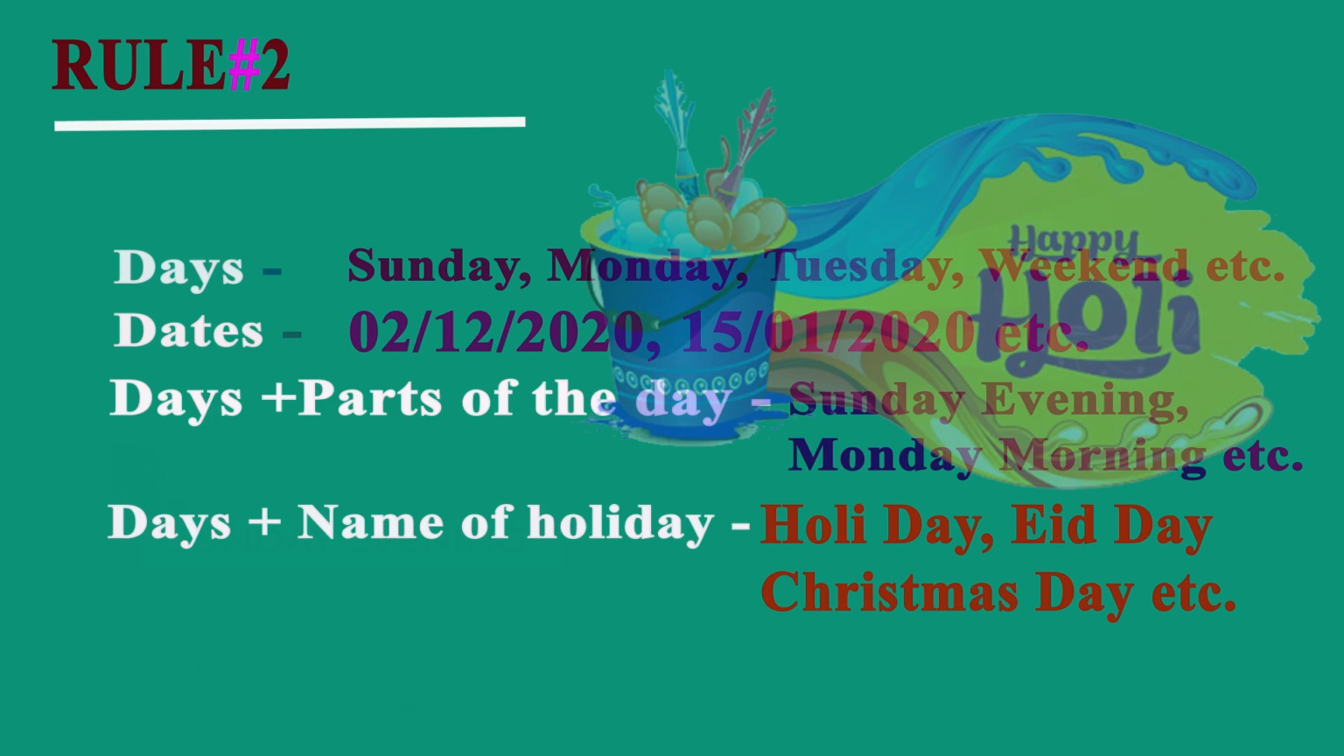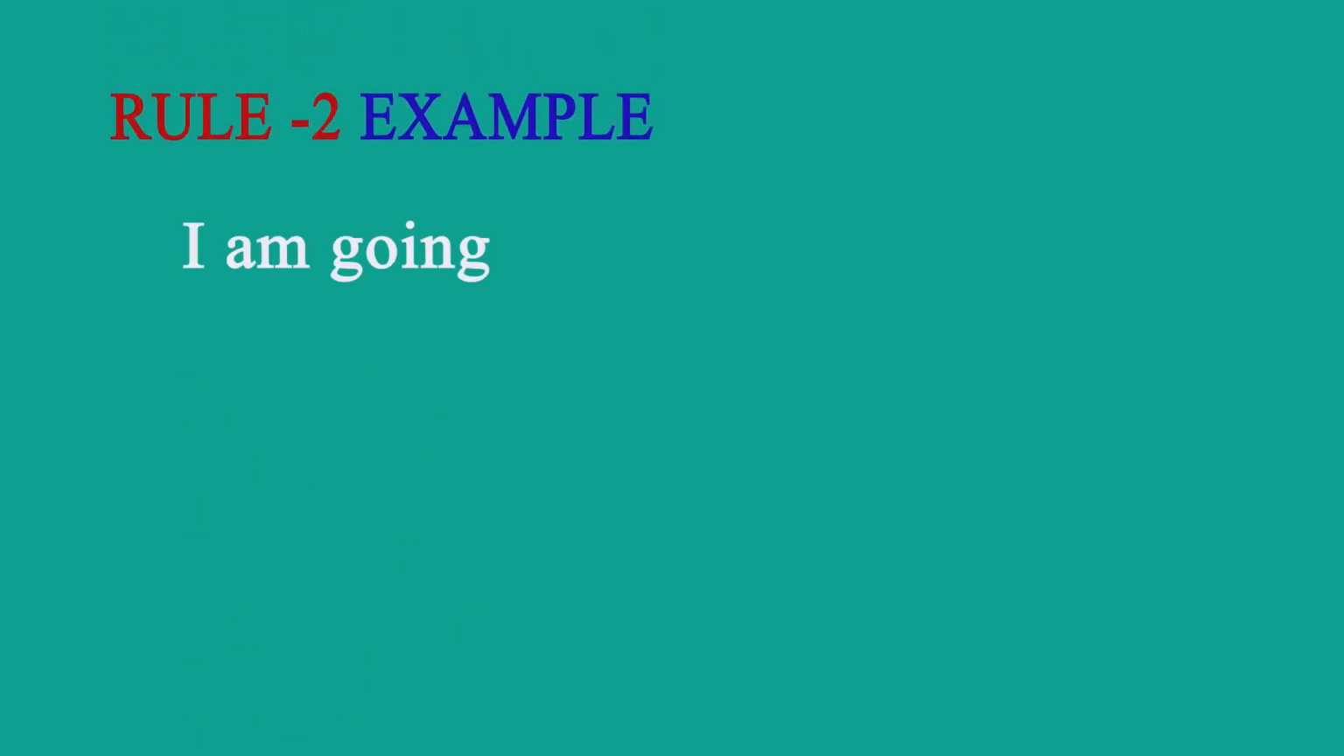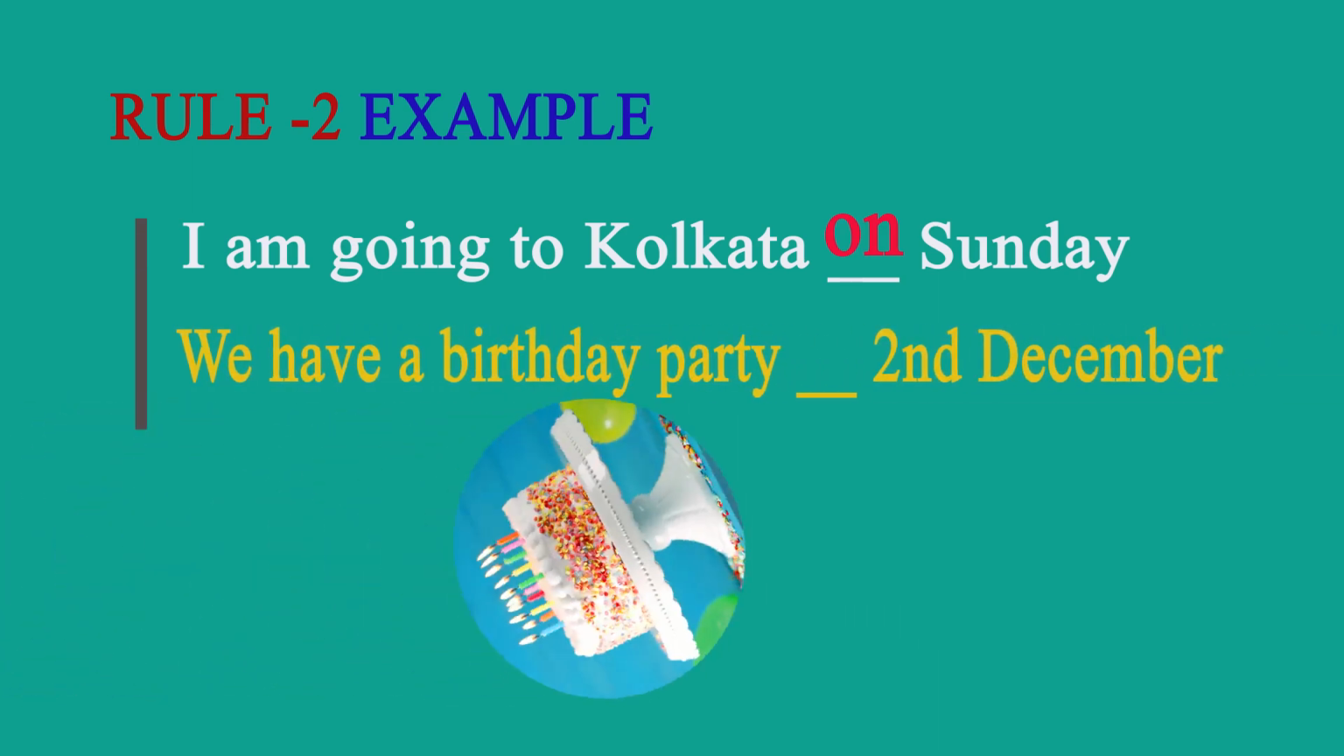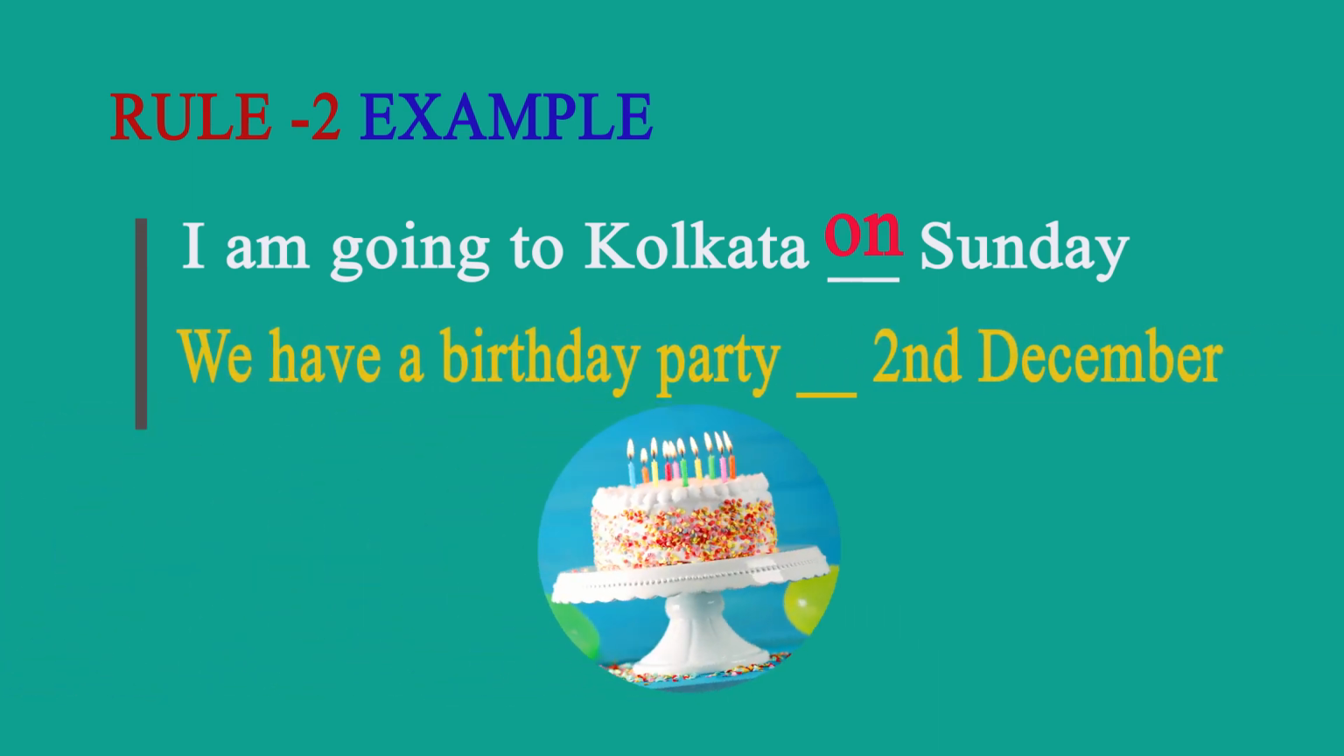So rule 2, example: I am going to Kolkata dash Sunday. Sunday means a day, so we will use preposition on. We have a birthday party dash 2nd December. 2nd December is a date, hence we will consider preposition on.